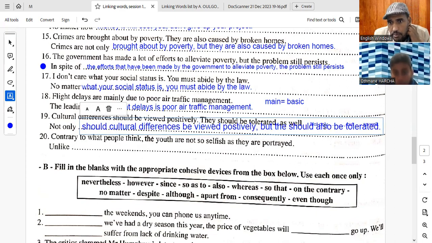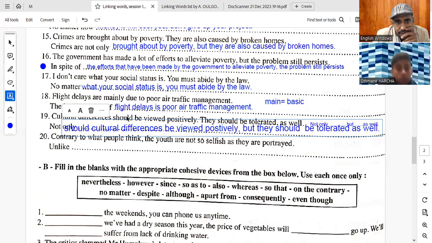But they should also be tolerated, or they should be... here we go, it should be tolerated as well. C'est bien, voilà.